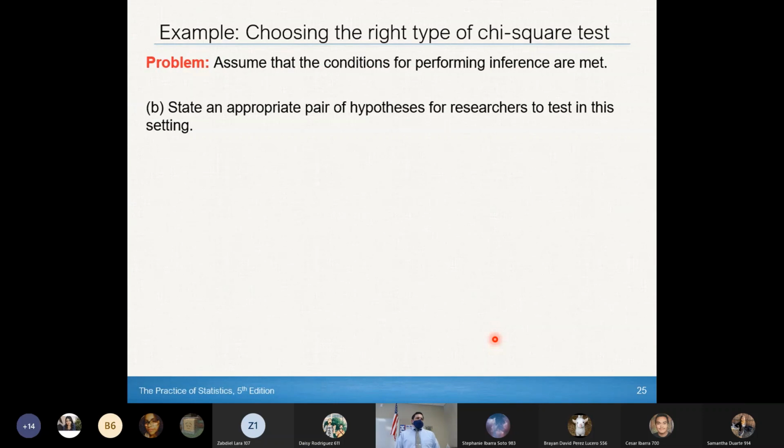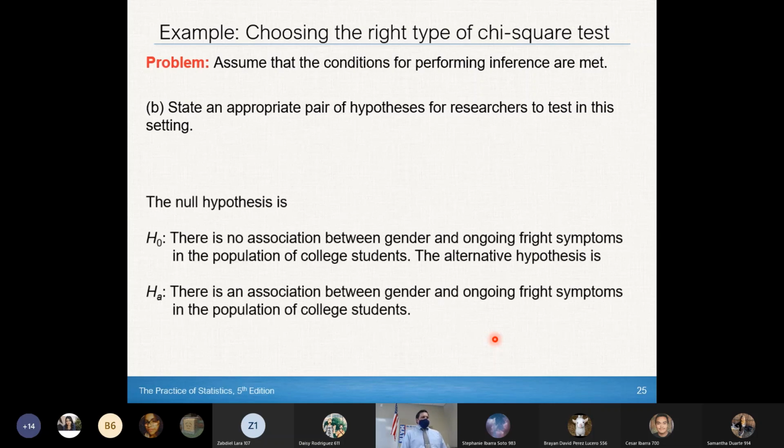Right. So the next part is to state an appropriate pair of hypotheses for researchers to test in this setting. We have a null hypothesis that there is no association between gender and ongoing fright symptoms in the population of college students. And our alternative hypothesis is that there is an association between gender and ongoing fright symptoms in the population of college students. Again, these statements are almost identical. The only thing different is saying there is no or there is an. After that, they're identical.